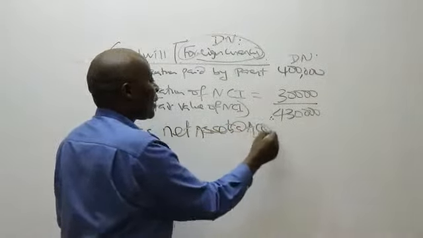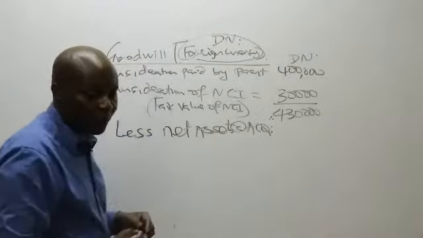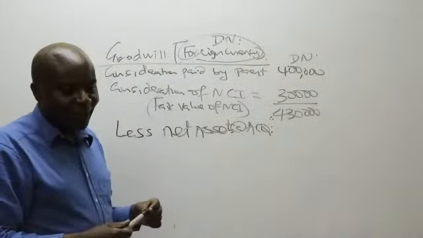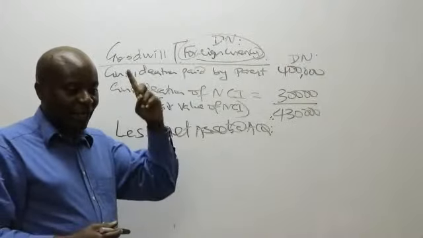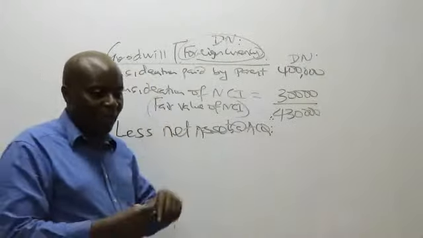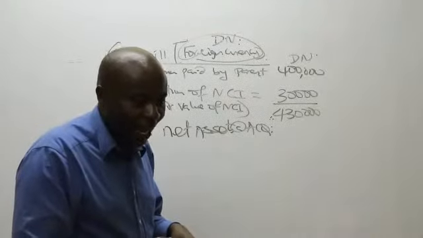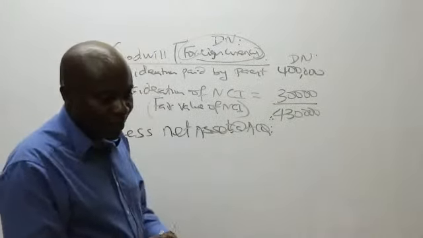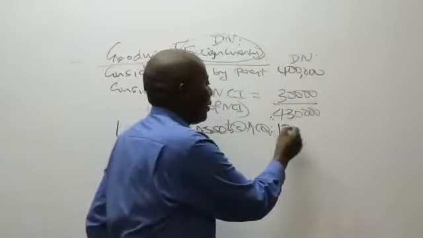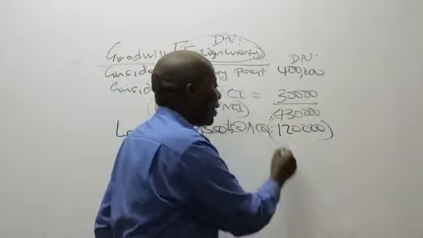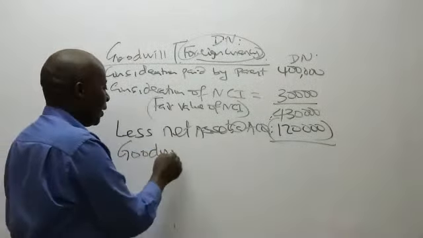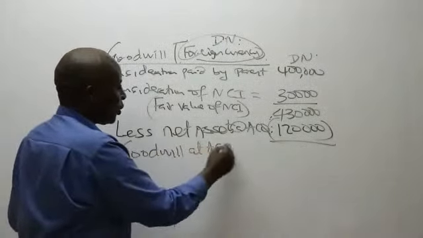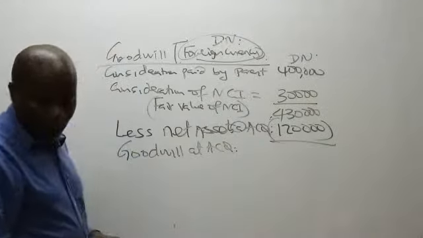Are you able to remember the net assets at acquisition? In DN, how much? 120,000. So could you kindly subtract here for you to be able to give me what we call goodwill at acquisition.